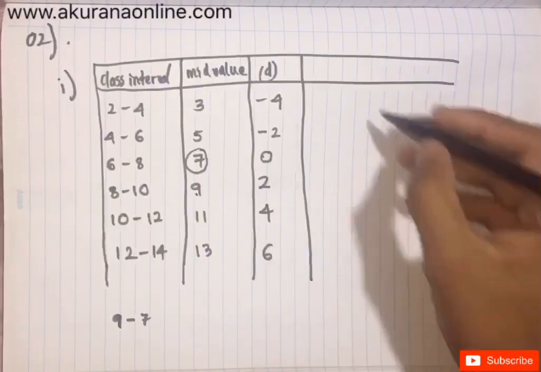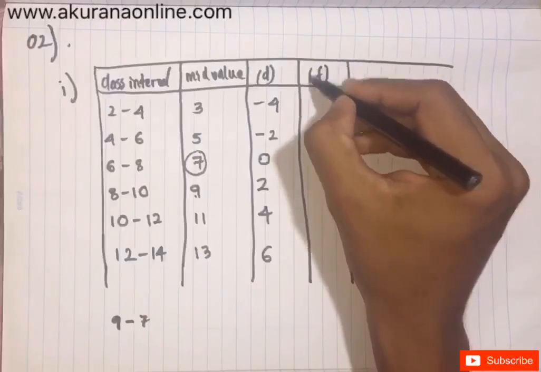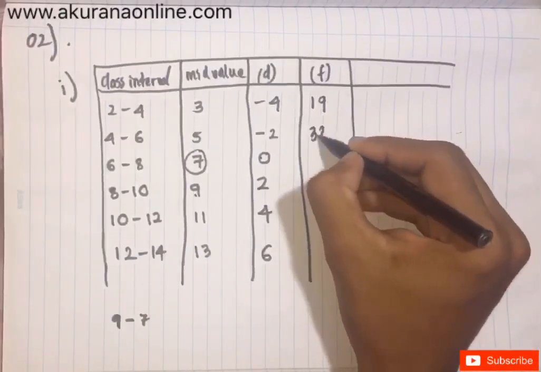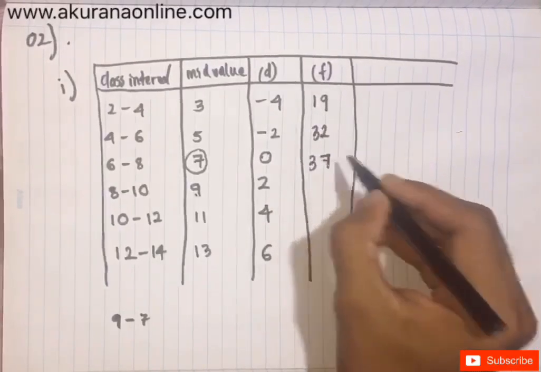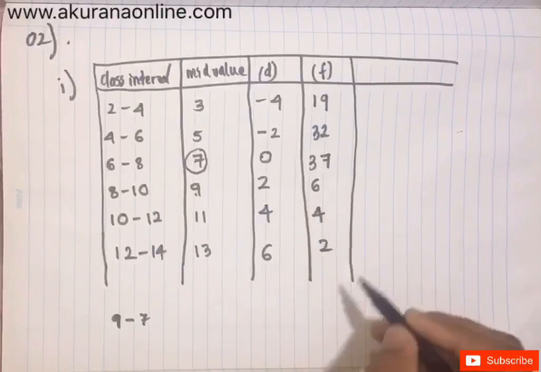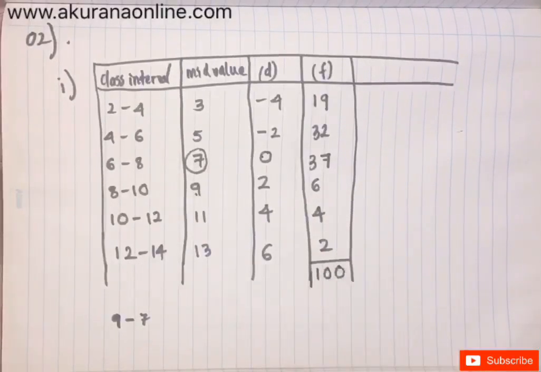Now come to the frequency. Here you fill each of the table with the frequencies. Frequencies are given 19, 32, 37, 6, 4 and 2. Altogether the frequency total will be equal to 100. That is the data. Okay.